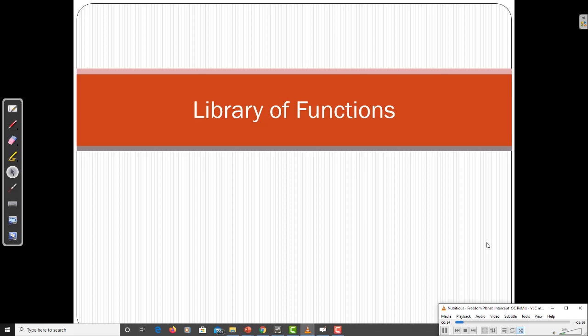In this section, we're going to talk about two things, really. We're going to start off by talking about the library of functions, or sometimes called parent functions. This is meant to lead into the next section where we talk about transformations of functions.